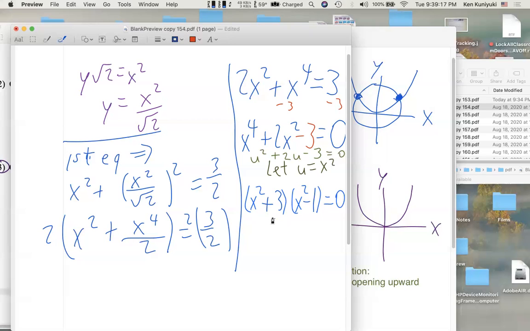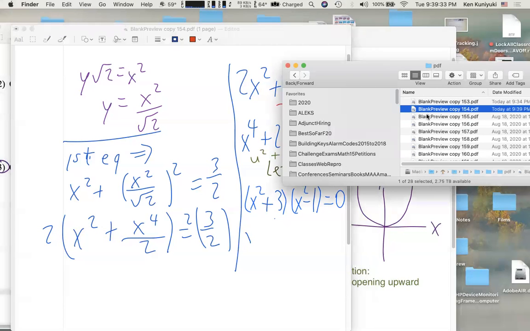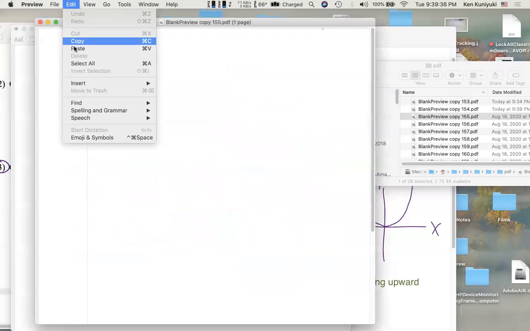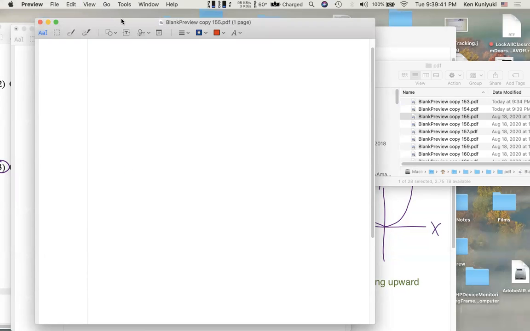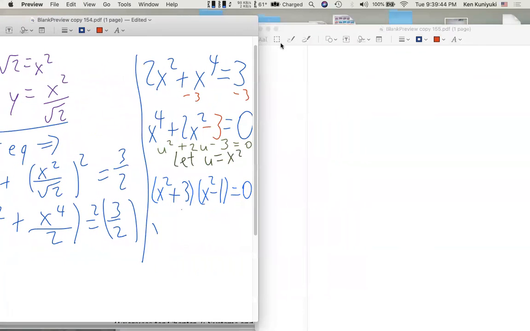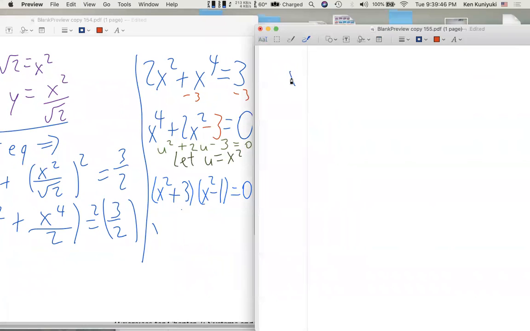So then we have the zero factor property, all right? We have this product equaling 0. We have the 0 there. So we could say, I'm going to need a new panel. Okay, so we're going to say x squared plus 3 equals 0, or x squared minus 1 equals 0.